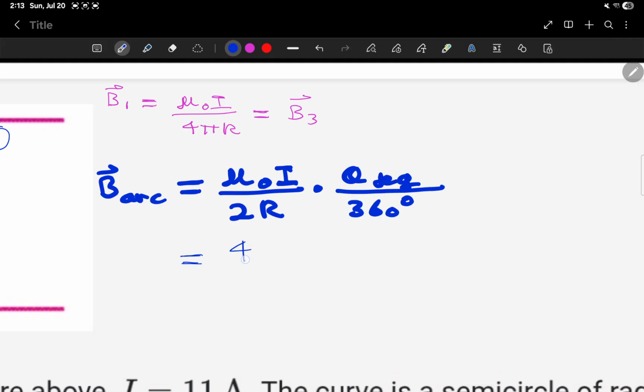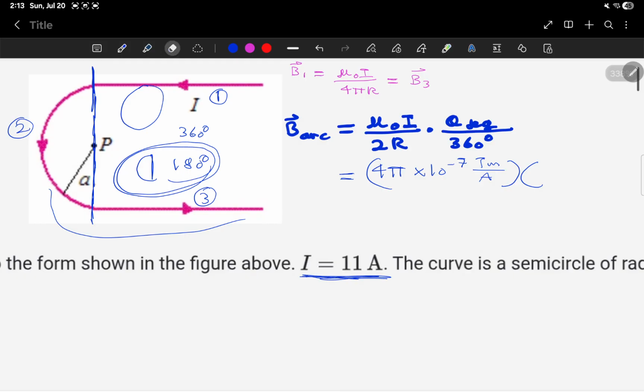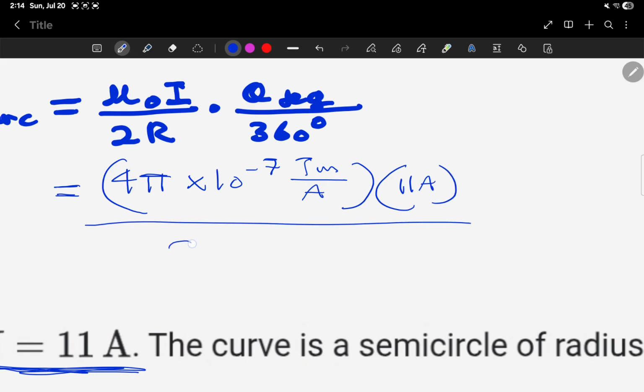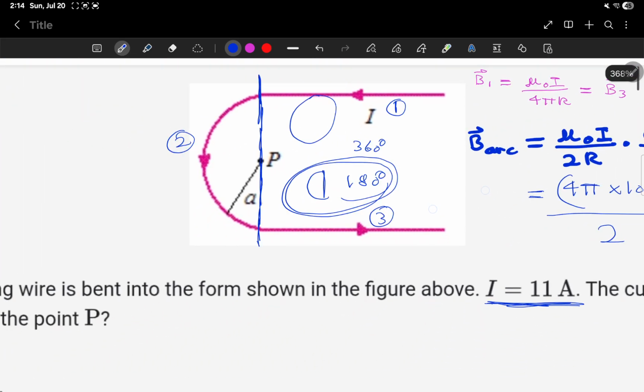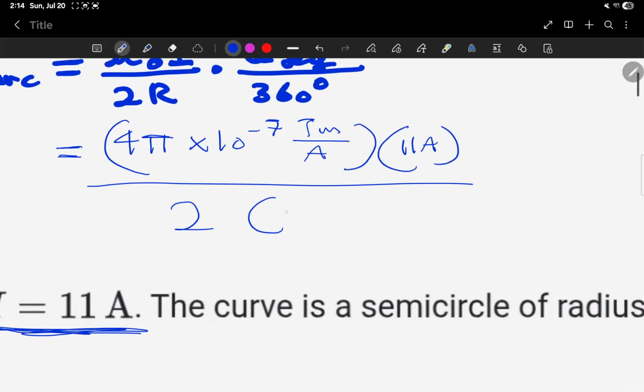Now I'll plug in the values first. So mu naught is 4 pi times 10 to the negative 7 Tesla meters per ampere, times the current. The current is the same through all of these segments, which is 11 amperes. Like I mentioned before, it's 11 amperes divided by 2 times R. Our radius for this semicircle is A, and A was 25 centimeters, which I'll convert to meters, which gives us 0.25 meters.